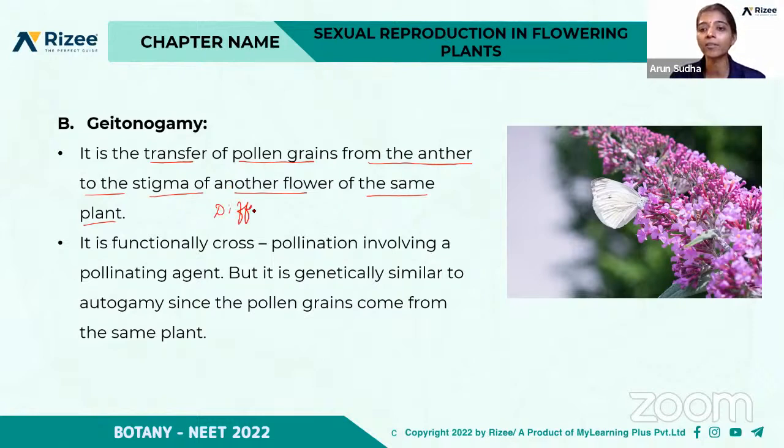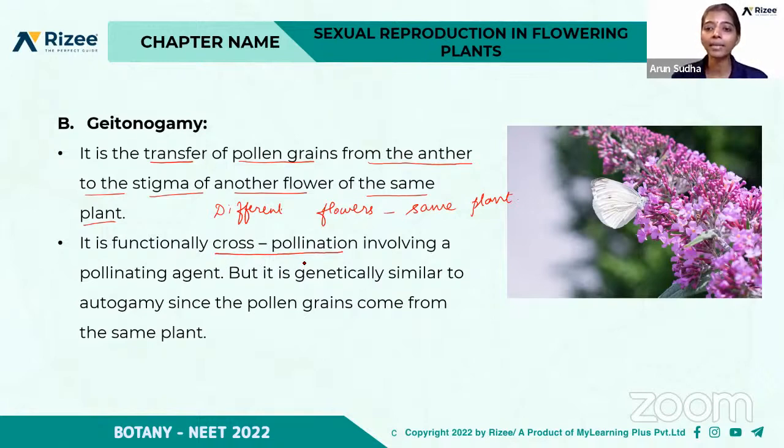Different flowers, but of the same plant. The same plant, right? So that is the difference. In the case of autogamy, it is within the same flower, but here it is between the different flowers of the same plant. So here it is functionally a cross-pollination. So instead of self-pollination, here cross-pollination happens involving a pollinating agent.